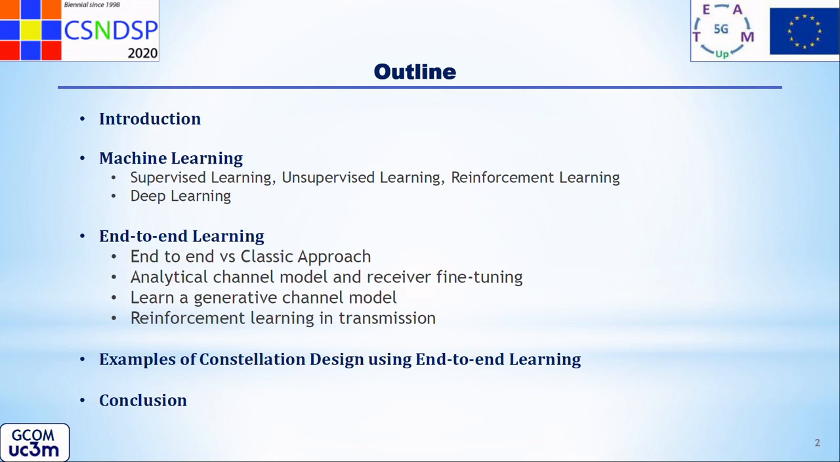This is the outline of the presentation. I will first introduce the problem of constellation design. I will then talk about the main machine learning techniques in the literature. I will continue with the technique called end-to-end learning. I will give some examples of constellation design using end-to-end learning, and I will conclude.